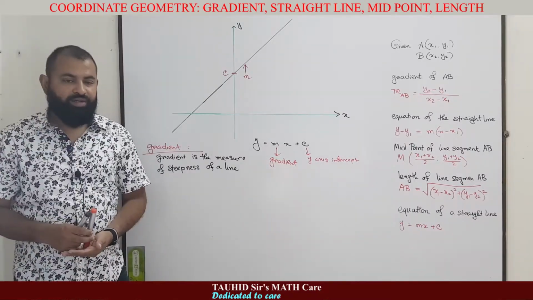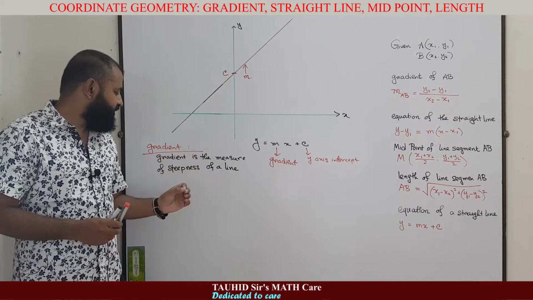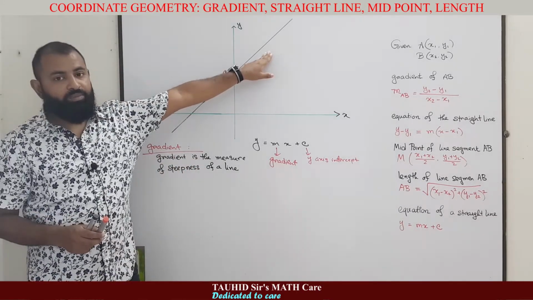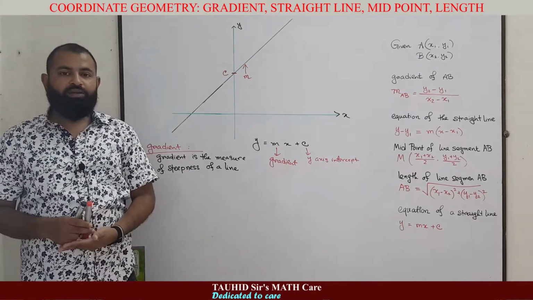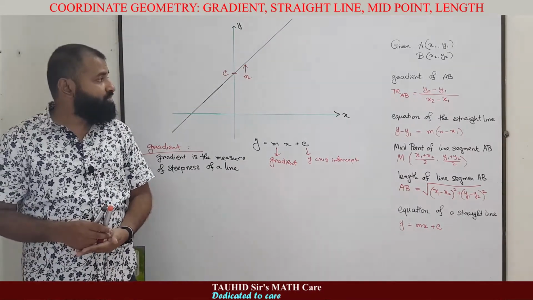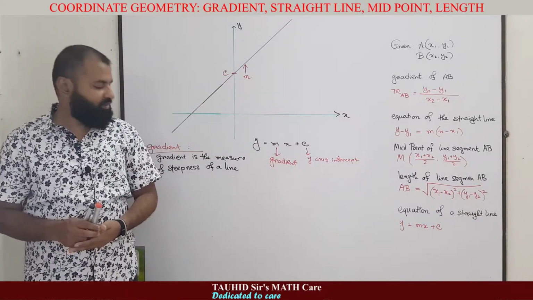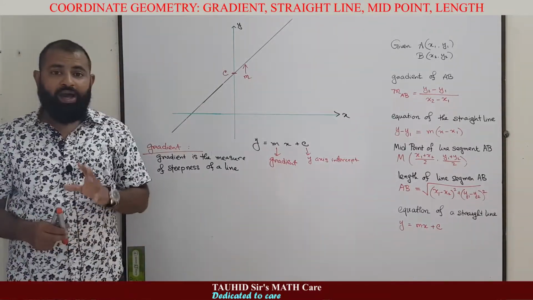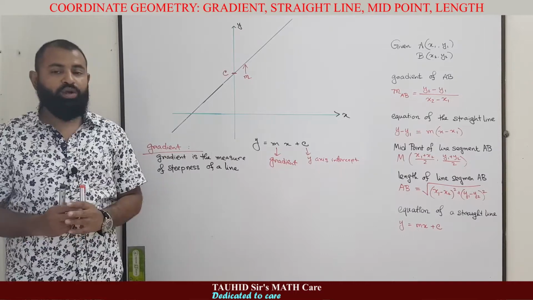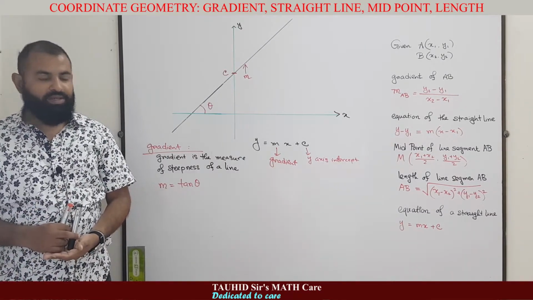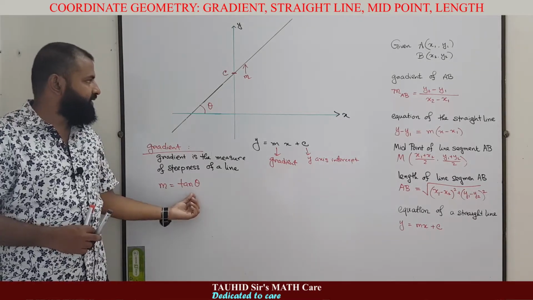This point represents c and the gradient of this line is m. Now, what is gradient? Gradient is the measurement of the steepness of a line. If the straight line becomes steeper, the gradient will increase. If the straight line becomes slant, the gradient will decrease. This is the fact. So, how to calculate this gradient, or what's the definition of gradient? The definition of gradient is m equal to tan theta.